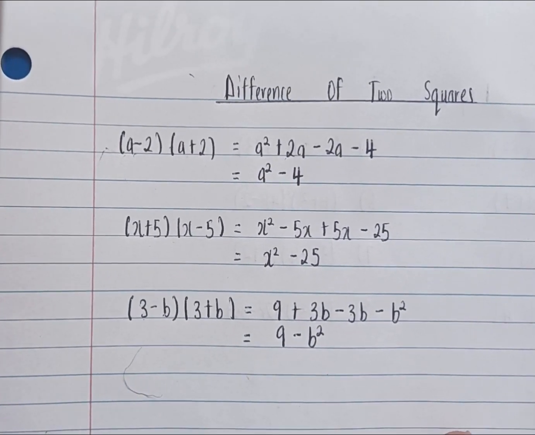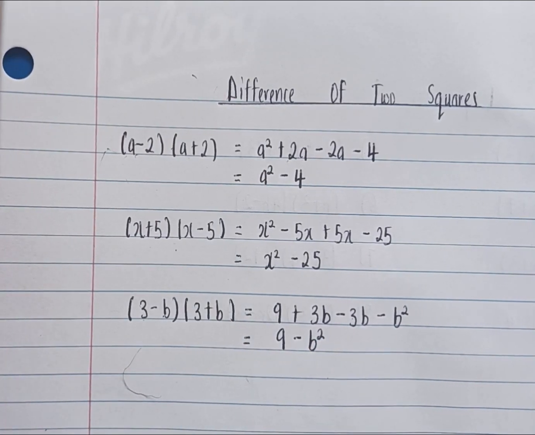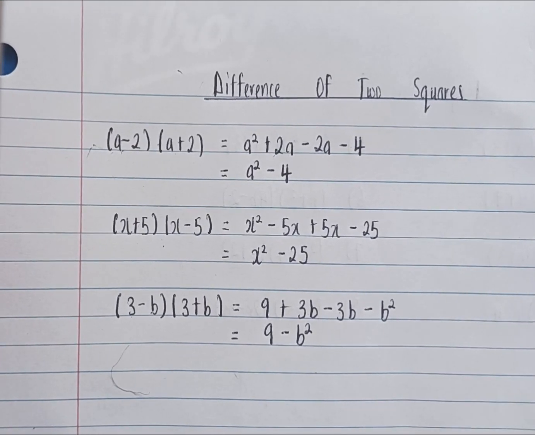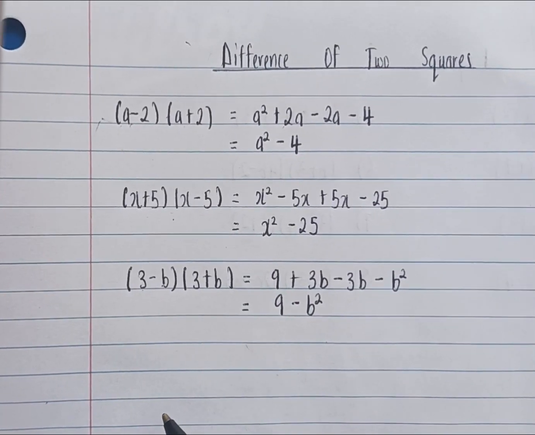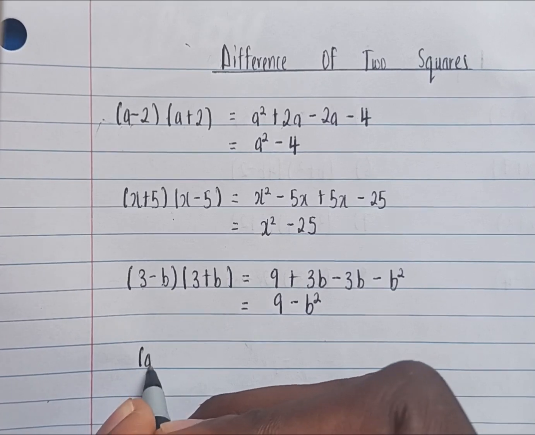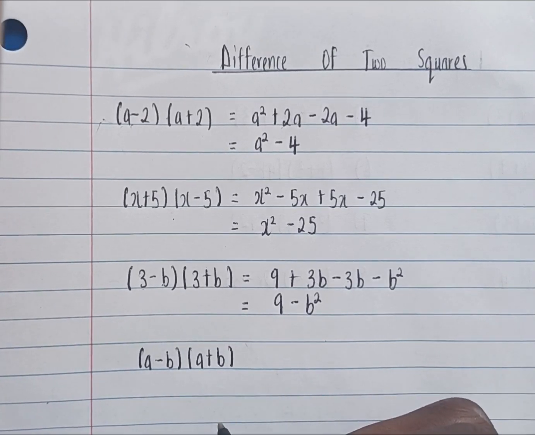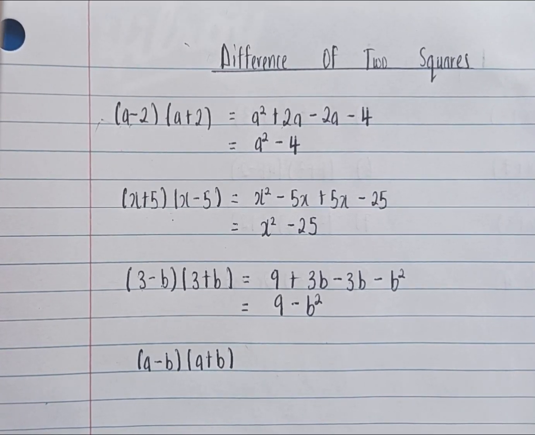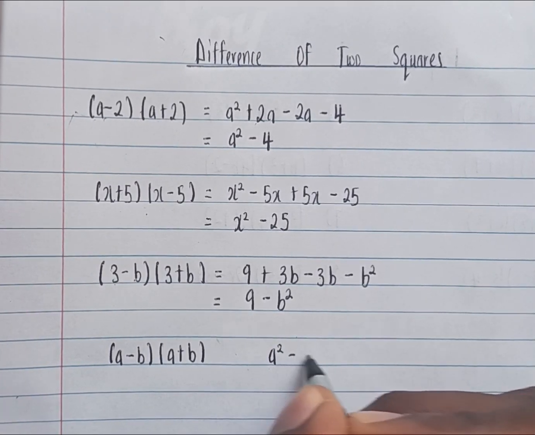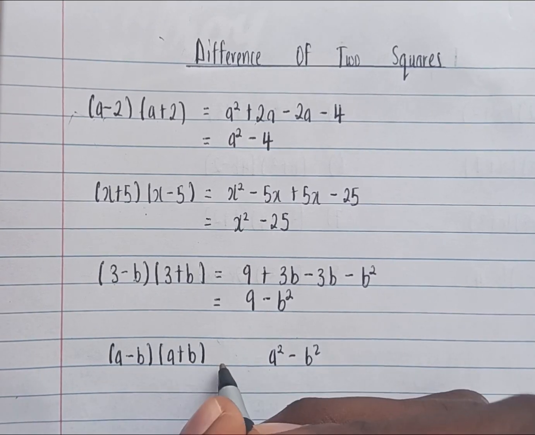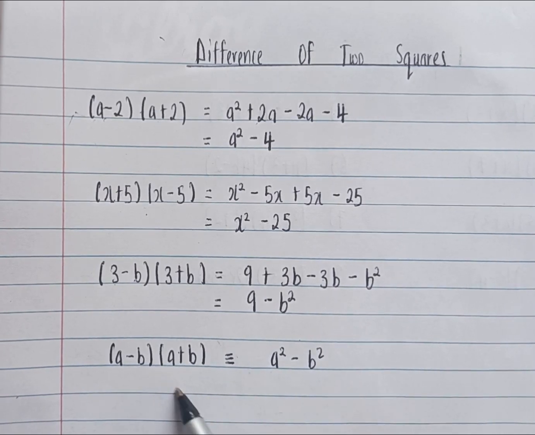Okay. From these examples that we have, there is something we can take note of. It is evident that if you have an expansion of the form a minus b and a plus b, an expansion of this form can be written out as a squared minus b squared. So this and this are similar things. So this is what we call the difference of two squares.